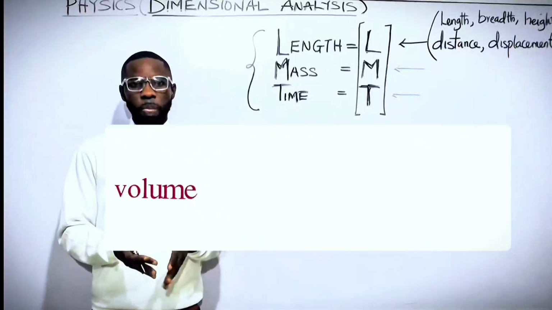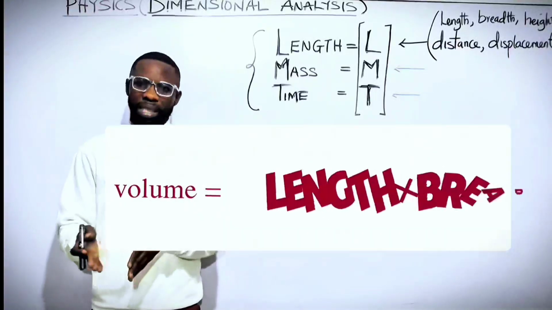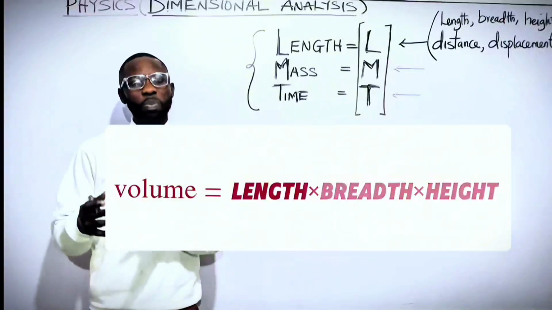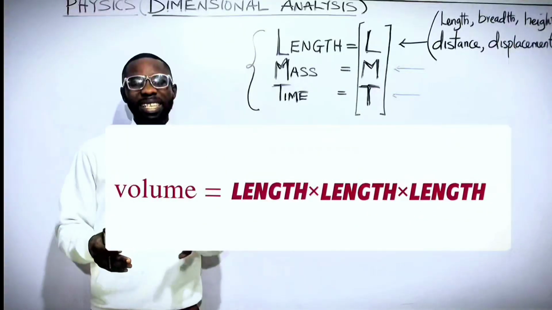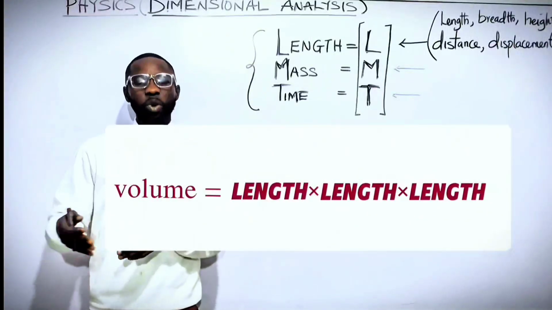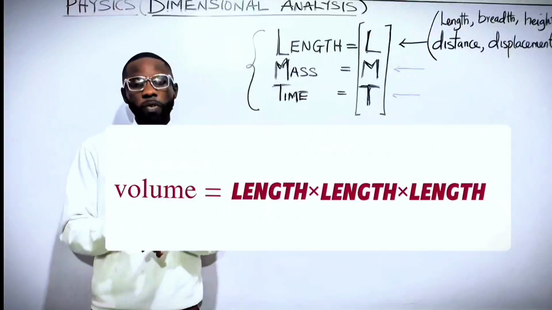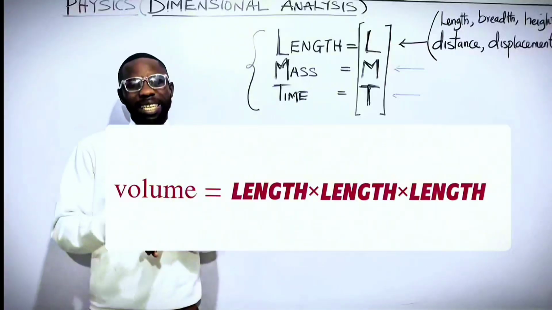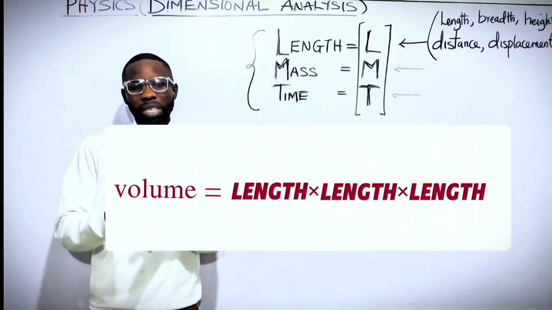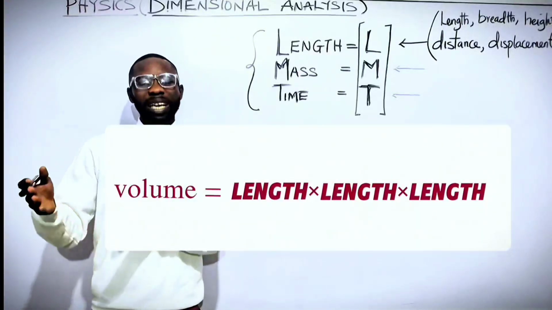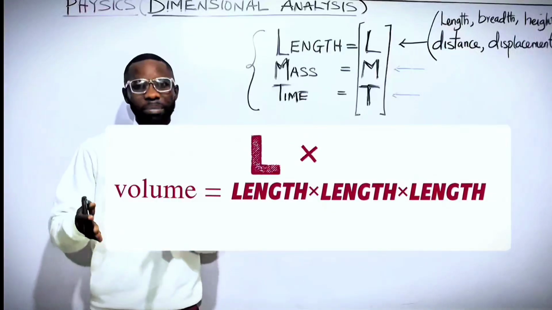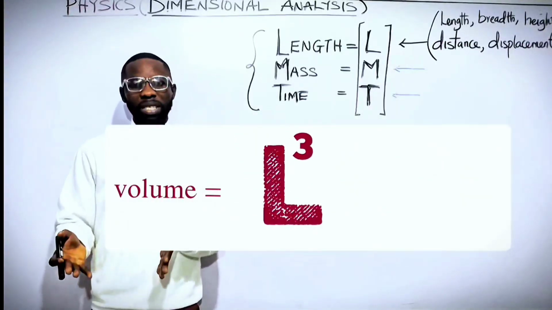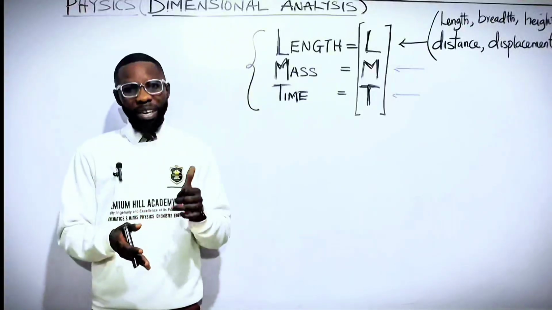Take for instance volume. Volume is length times breadth times height. But anything that has to do with length, breadth, and height, we replace with length, since distance, displacement, length, breadth, and height all have to do with length. So we can change them to length times length times length. That gives us length cubed. Since we are looking for the dimension of volume, it is L times L times L. Volume gives us L cubed. See how easy it is? Let's look at dimensions for other derived quantities.